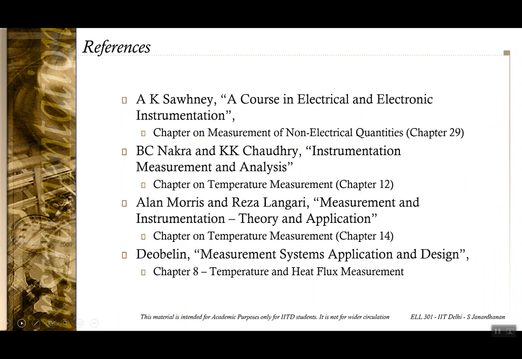Okay, so with that we come to the end of the lecture. The material for temperature measurement is spread over many books. So you can look at chapter 29 in A.K. Sawhney, which is on measurement of non-electrical quantities, and chapter 12, which is again a temperature measurement chapter in Nakra and Chowdhury's book, or chapter 14 in Alan Morris and Reza Langari's book on measurement and instrumentation, or chapter 8 in Doebelin. I have taken material from all these books, and you can look at these books for your reference.